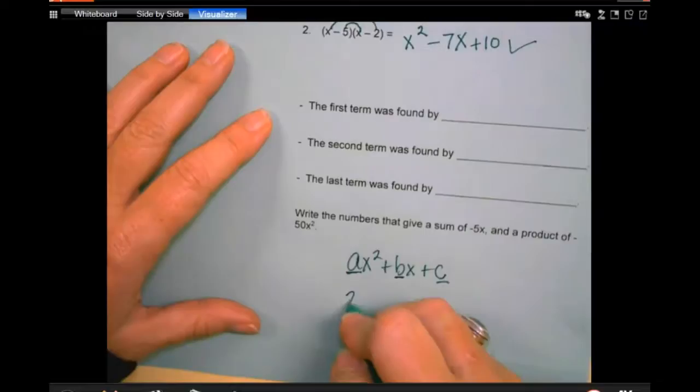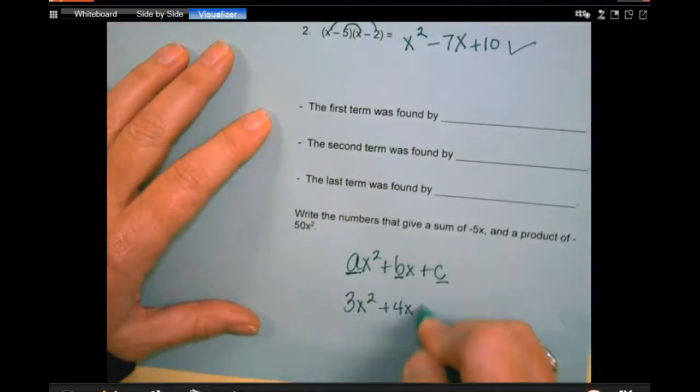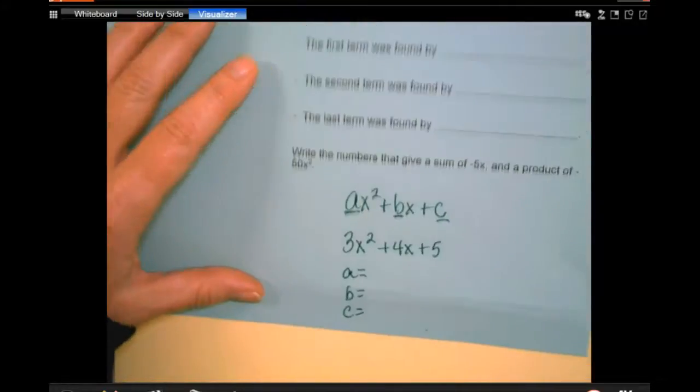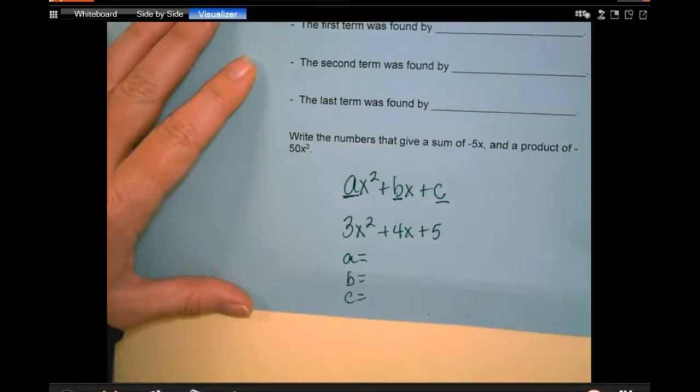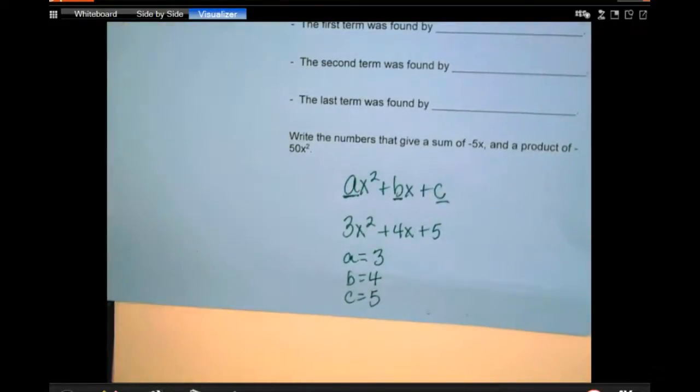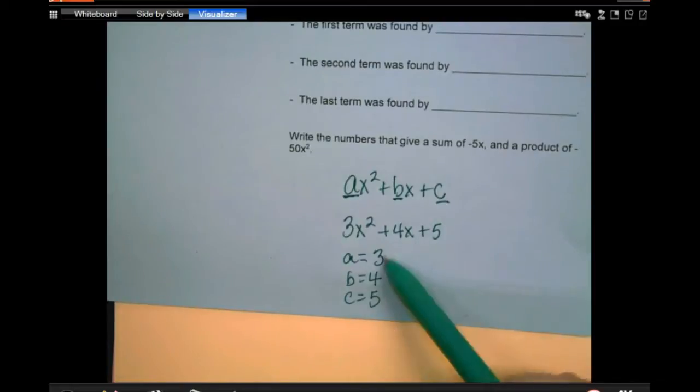So if I had this, I'd have 3x squared plus 4x plus 5. What's the a value? And the b? And the c? 5. So today, what we're going to do is we're going to multiply. And I'm always going to say take a times c. So if I took a times c in this case, it would be 15. And that's all I'm doing. I'm literally multiplying the numbers from the trinomial. So let's look.